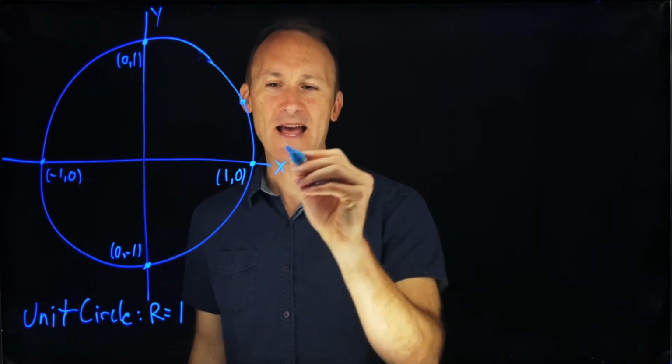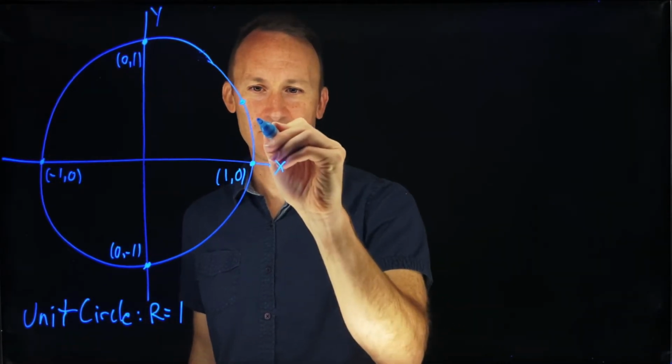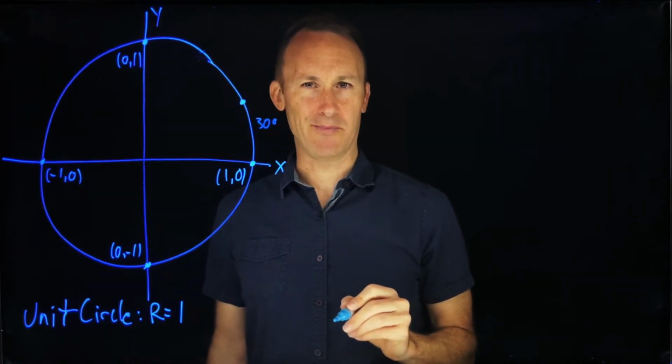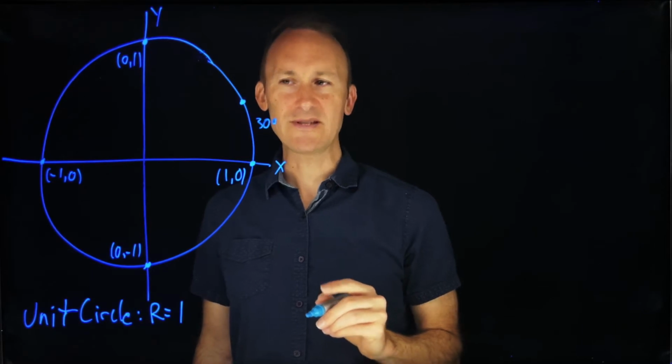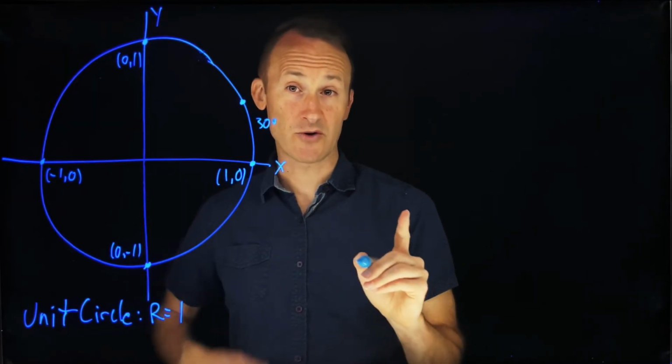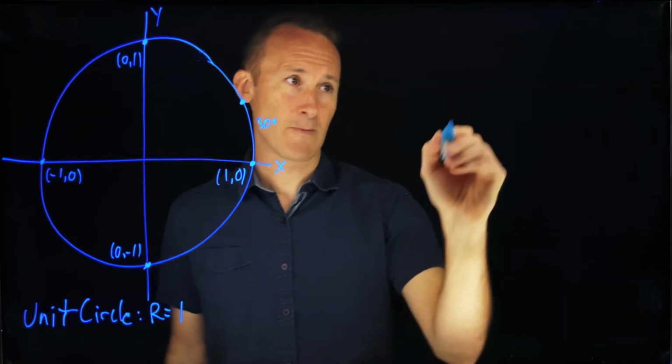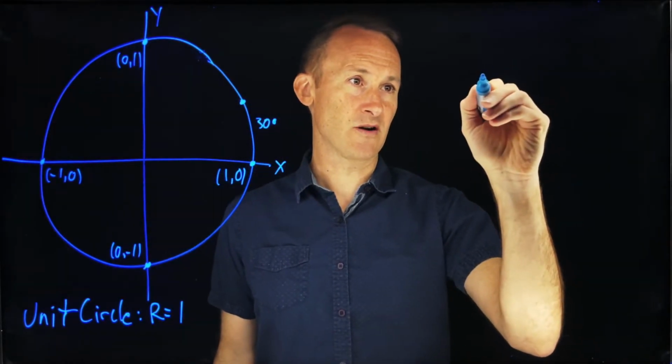What if I say, hey, I went up by 30 degrees. Okay, so this arc here is 30 degrees. Can we get the coordinates of that point? Well, it turns out that you can if you know your 30-60 triangle. So this is presupposing that you actually know that triangle. So that triangle, put it over here.